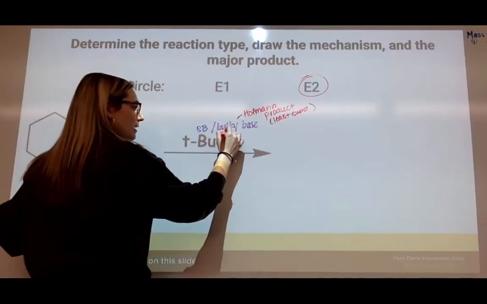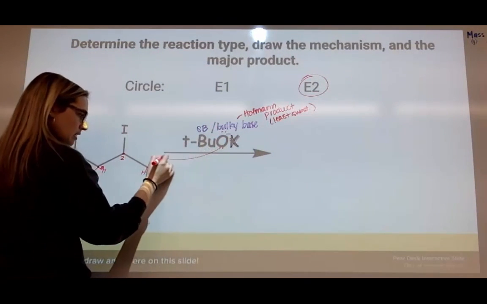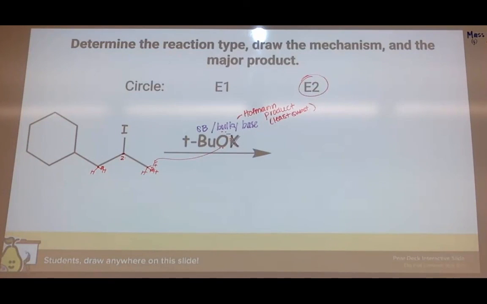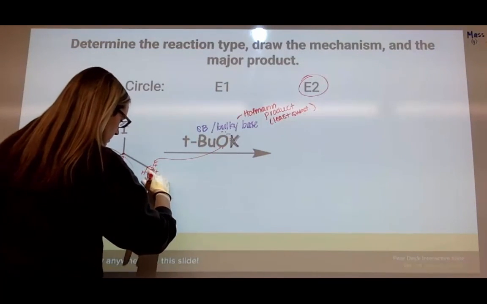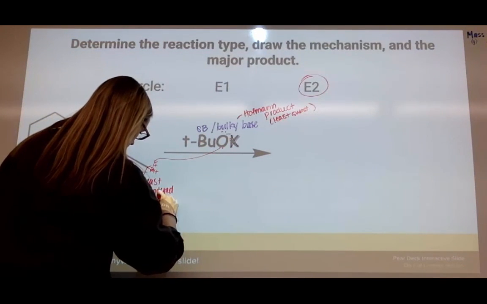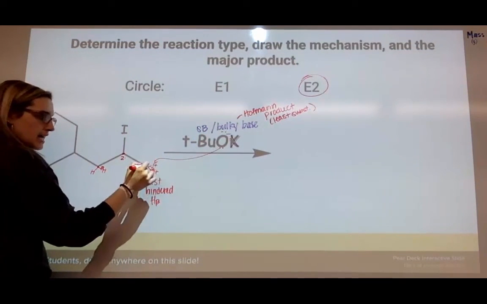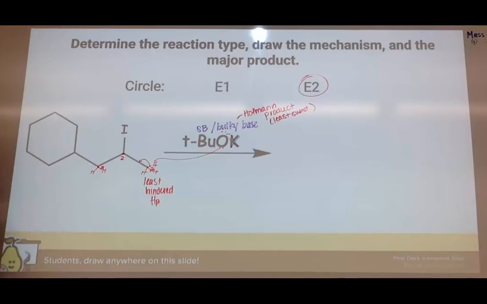So what's going to happen in terms of the mechanism? Now because it's E2, it happens all at once. So you're going to have lone pairs attack one of these least hindered hydrogens. Right, these are our least hindered beta hydrogens. It has to be a beta hydrogen still. You can't pick a hydrogen that is all the way over here, not even close to the leaving group. So lone pair attacks the hydrogen. Bonding electrons form a double bond. Leaving group leaves. Happens all at once.